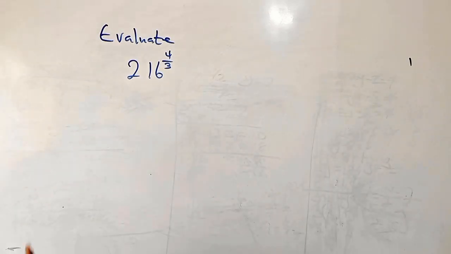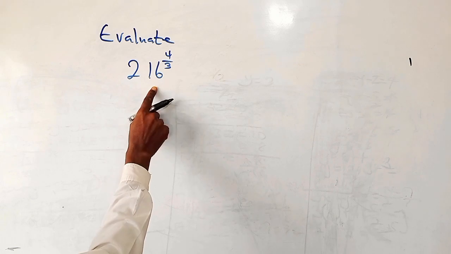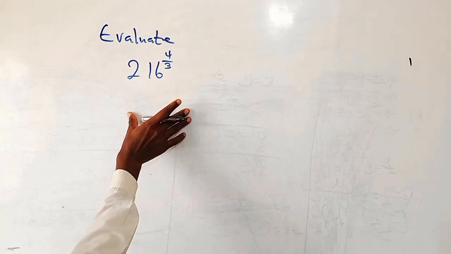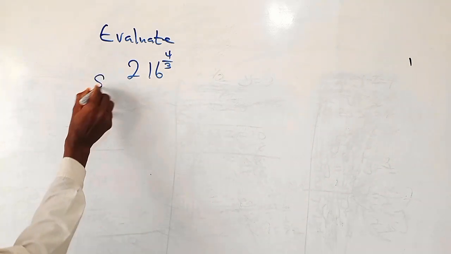The question says, evaluate 216 raised to power 4 over 3. How do we do this? Solution.